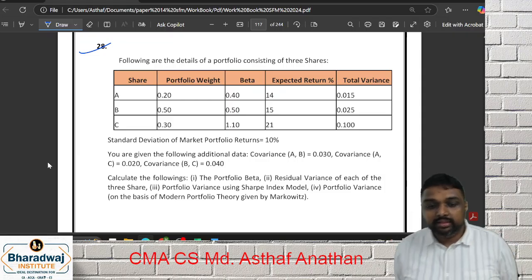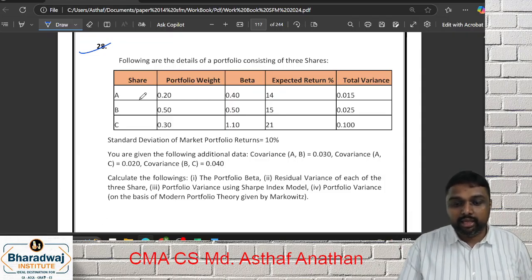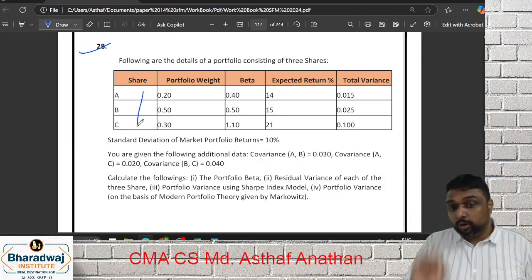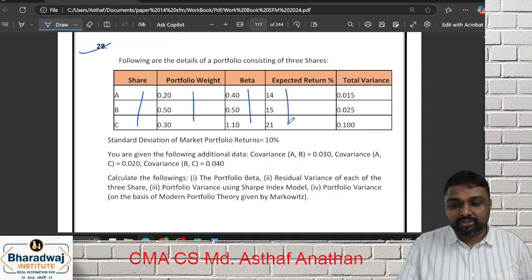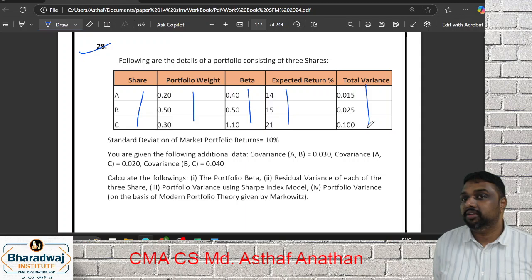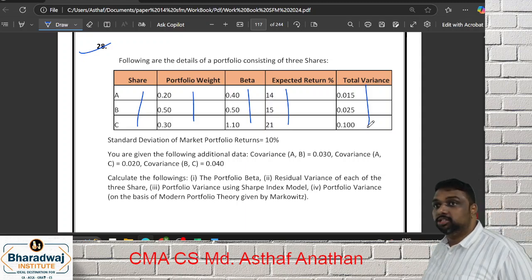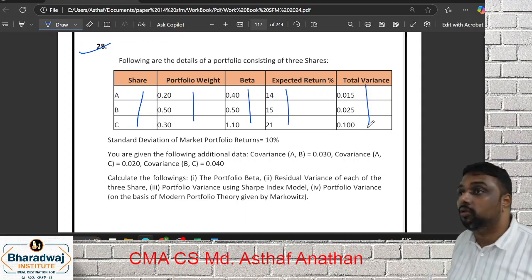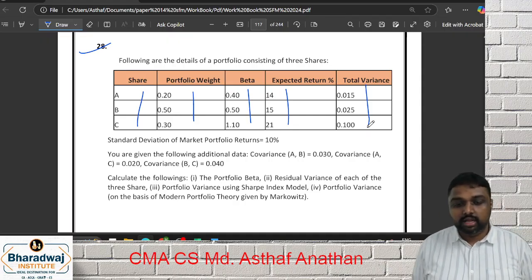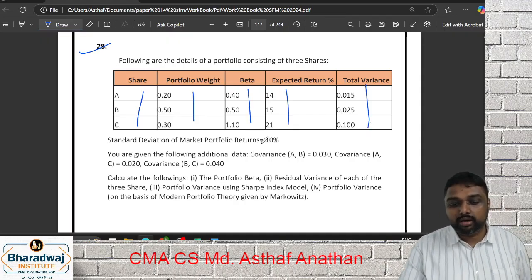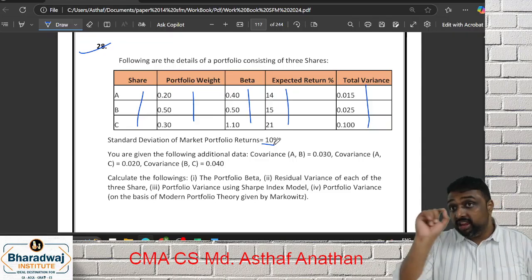Okay. So 28, they were given each security, A, B, C, three securities only they gave. Weight is given, beta is given, expected return, total variance is given. Variance method. So if the variance is given, you have to go for what? Variance approach, total variance. Standard deviation of the market is what? 10.